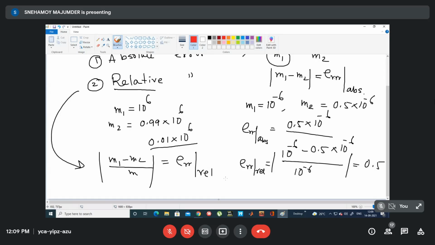In the second case, I made it red. It is (10 to the power 6 minus 0.99 into 10 to the power 6) divided by 10 to the power 6, and that is coming to be 0.01. Look, this is much less than the other, and though the value is in terms of 10 to the power minus 6, this error is much higher.